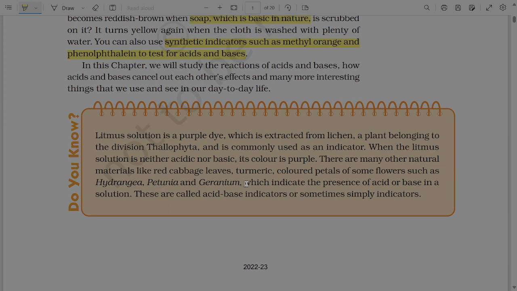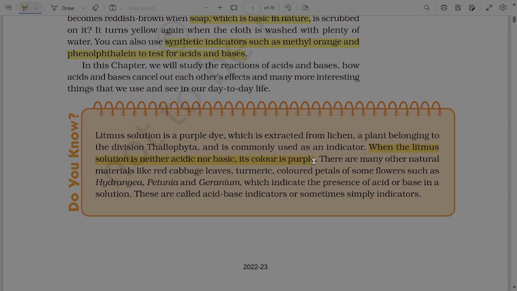In the "Do you know" section, information about litmus is given, which is not important for the board exam, but in competitive exams it might be asked. Litmus solution is a purple dye which is extracted from lichen, a plant belonging to division Thallophyta, and commonly used as an indicator. When litmus solution is neither acidic nor basic, its color is purple.